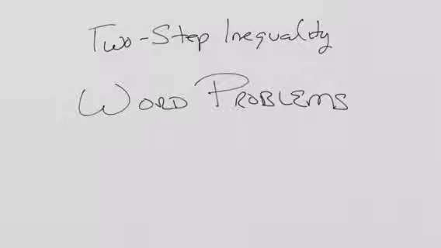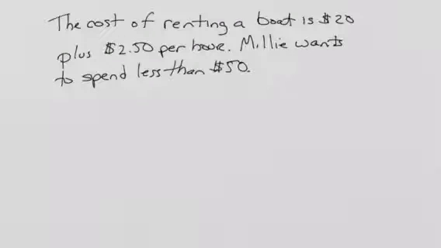Okay, today we're going to be solving two-step inequality word problems. So we're going to set up inequalities to solve each of these word problems. The first one says the cost of renting a boat is $20 plus $2.50 per hour. Millie wants to spend less than $50. So the question is, how many hours can she rent the boat and spend less than $50?